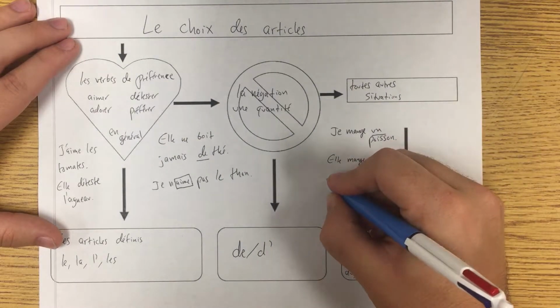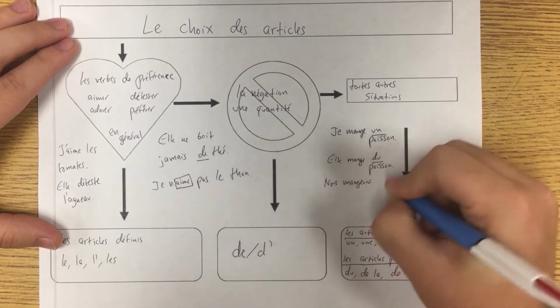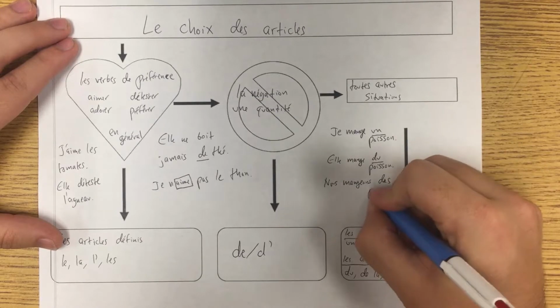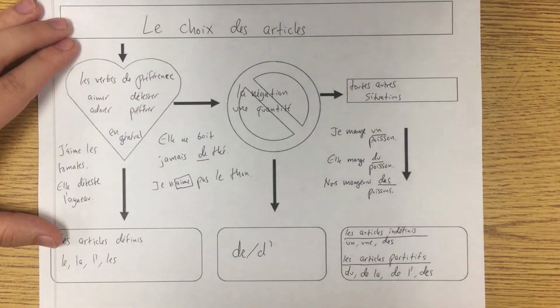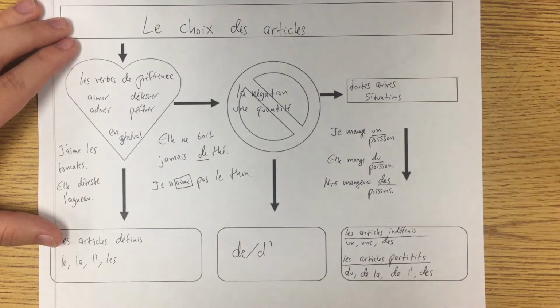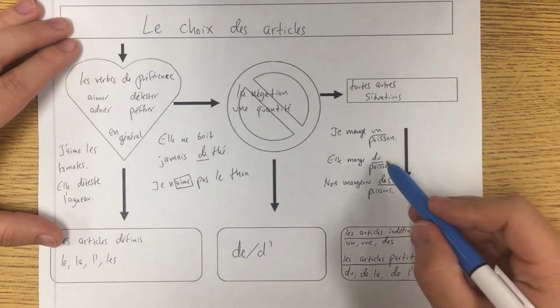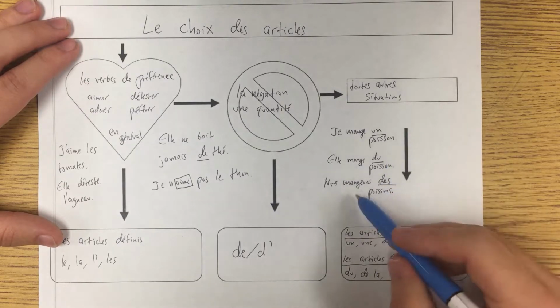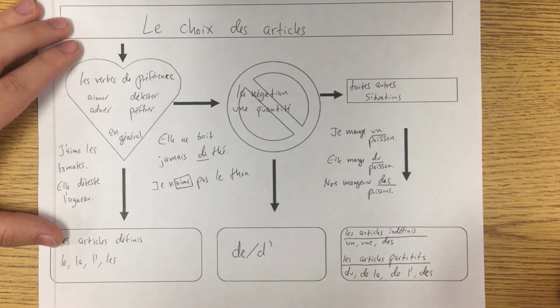Final example, nous mangeons des poissons. Now we're going to use des in this instance if we're talking about the poisson is plural. So we are eating some fish if it's several fish. Deux poissons, trois poissons, quatre poissons. So we use des if the noun here is plural. The difference between du poisson is some of a fish. Des poissons is several fish. That's when we would use des in those instances.